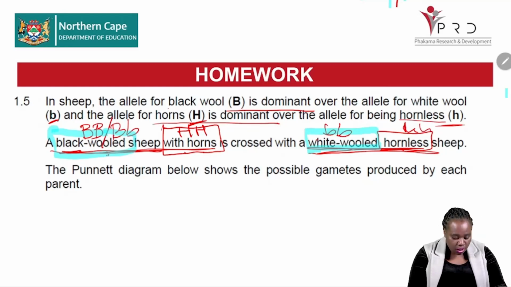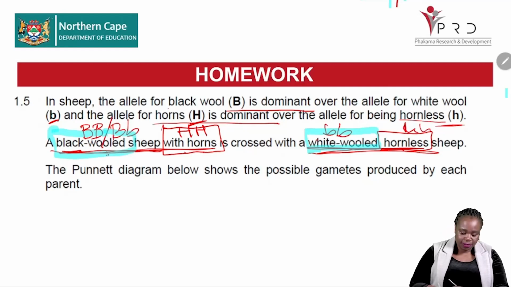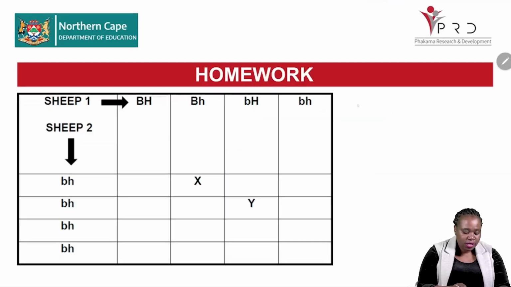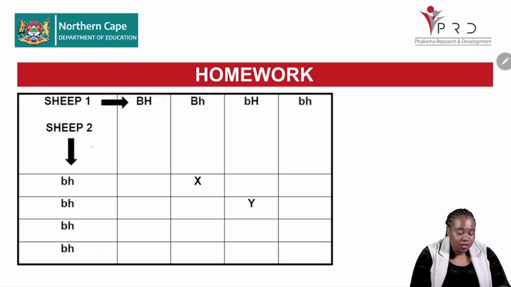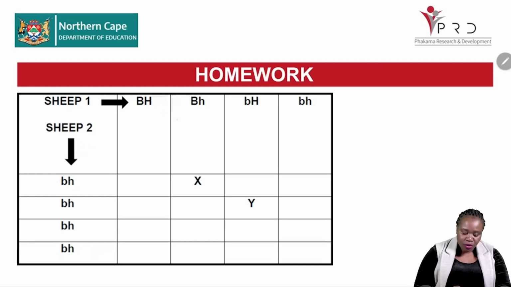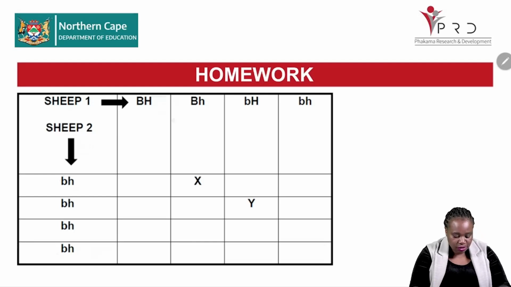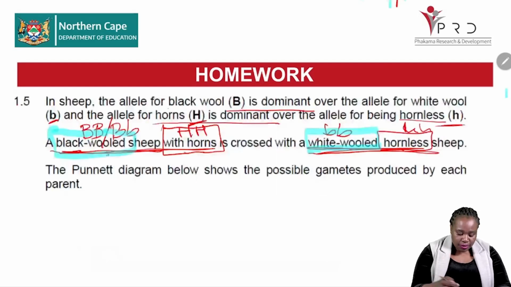The Punnett diagram below shows the possible gametes produced by each parent. Now they've already shown you the gametes that are produced by each parent, which is what we have here. So sheep 1 would have that, sheep 2 would have this. Because sheep 2 is recessive, we can see that all of the gametes that are produced are recessive, whereas here, from these genotypes that we have, you can then determine the gametes.